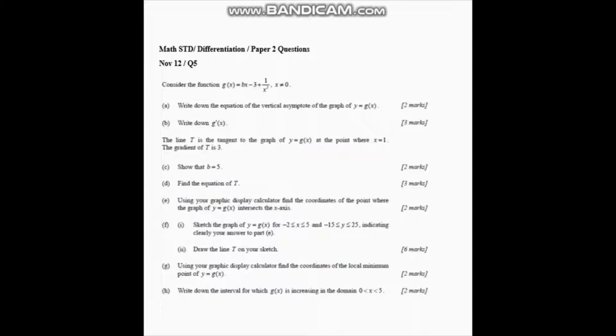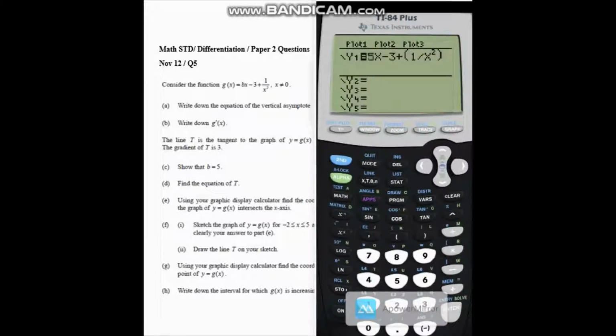Next, you are required to sketch the graph of y equals g of x for the given windows, indicating clearly the answer to part E, which is where the graph cuts the x-axis. So I shall go to window to adjust my values. So negative 2 less than x less than 5, and negative 15 less than y less than 25. These are the windows given in the question.